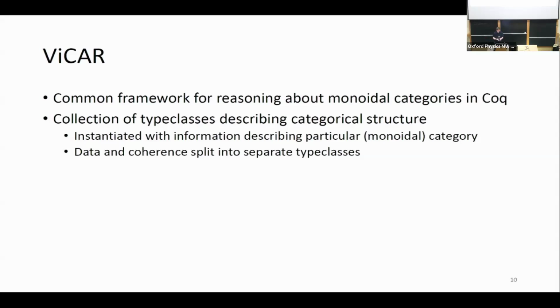And for our purposes, we split the data of categorical structures from the coherence side. And that just means that it's quicker to get into visualization. If you just want to visualize and you don't need any of the automation, then you can just tell us what the data are. And if you want actual proofs about those things with our tooling, then you can give us the coherence.